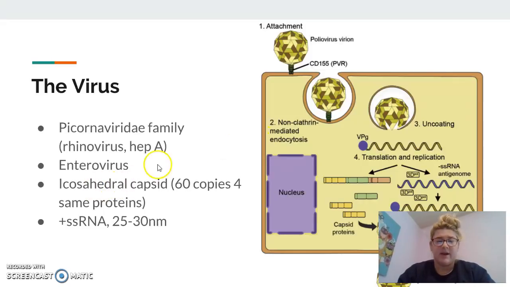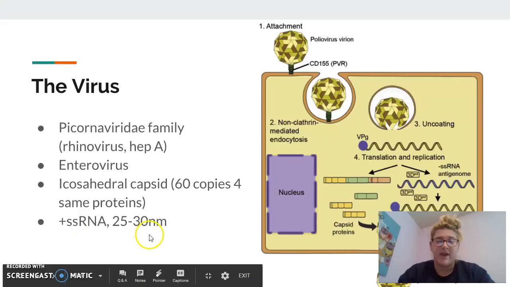It's composed of an icosahedral capsid, and it's 60 copies of the same 4 proteins, VP1, VP2, VP3, VP4. It's just the same repeating structure, and it's positive single-strand RNA. It's about 25 to 30 nanometers.